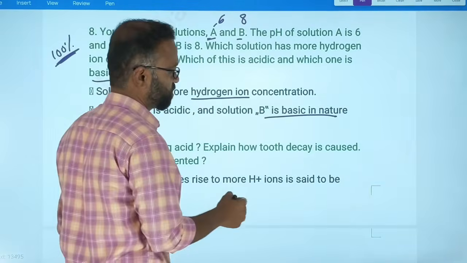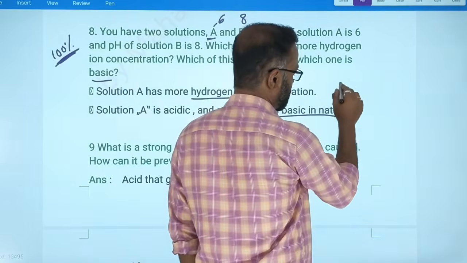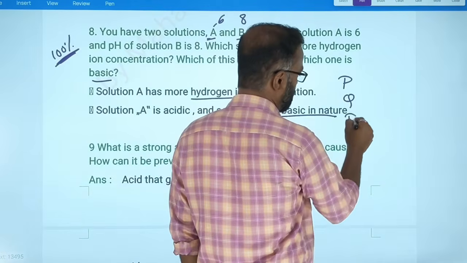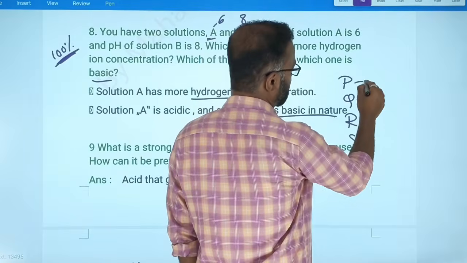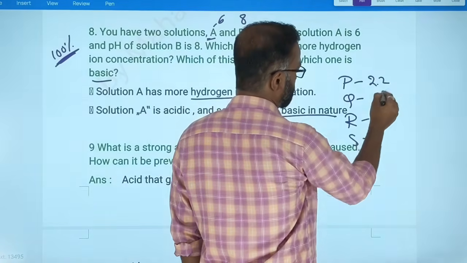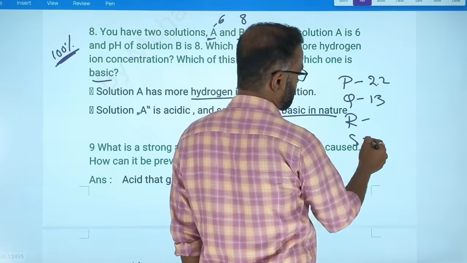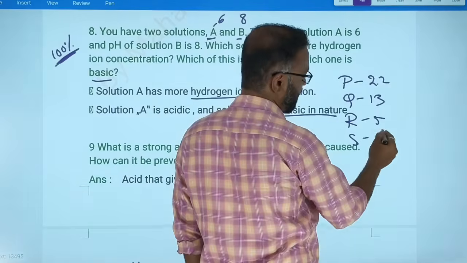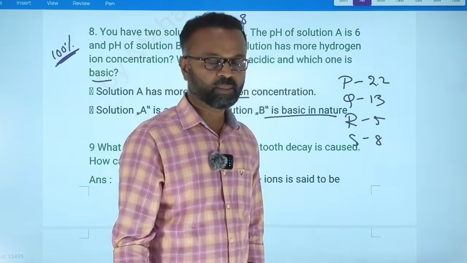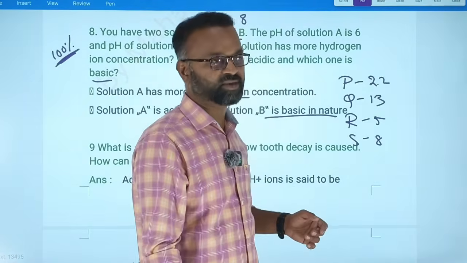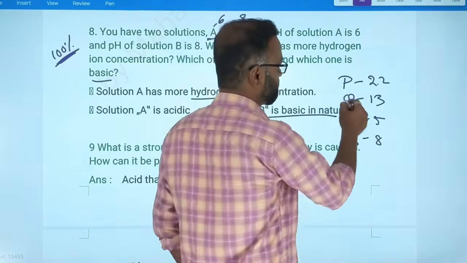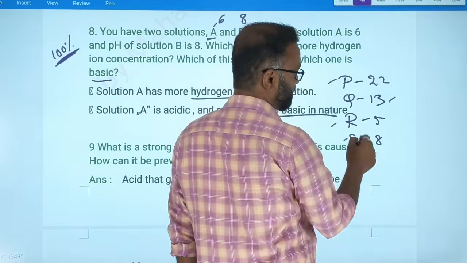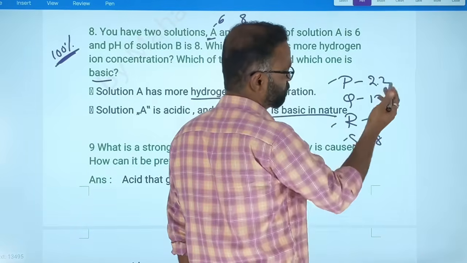Sometimes they will ask questions like this. They will give the names of the solutions and their pH values. P, Q, R, S. Imagine P is 2.2, Q is 13, R is 5 and S is 8. The question is: categorize them into acids and bases. Acids are P and R. Bases are Q and S. Or sometimes they will ask which is a strong acid.